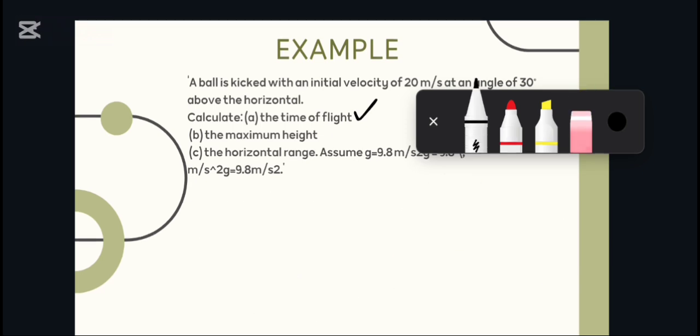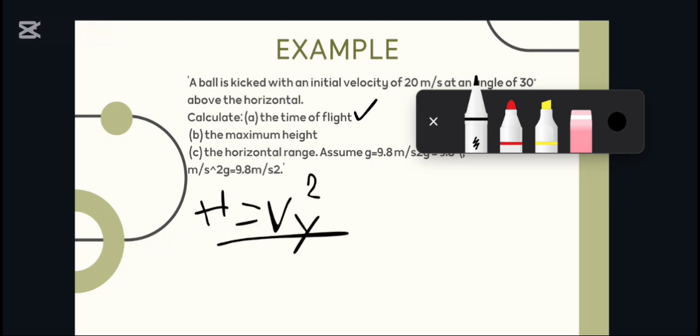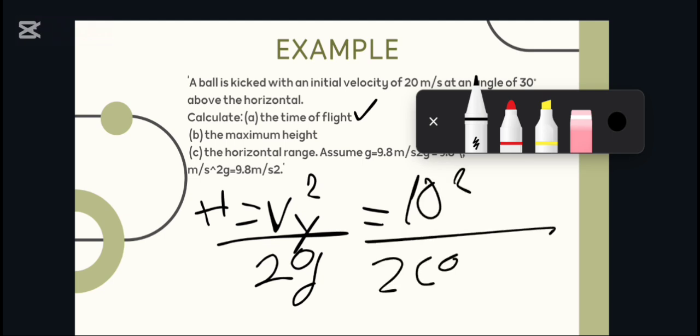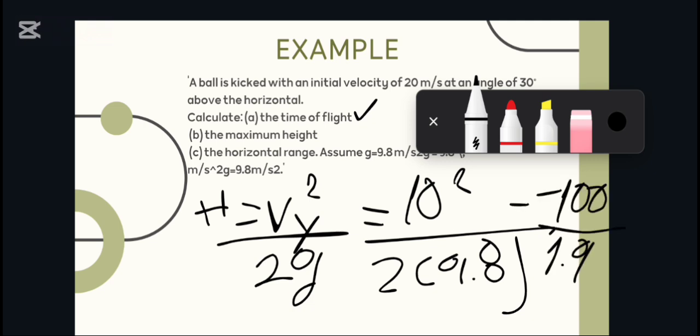Now we have checked the first thing, the time of flight. Perfect. The maximum height. How? Well, with the formula of height, that is velocity on y squared over 2 times gravity. That is equal to 10 squared over 2 times 9.8, that gave us 100 over 19.6. And simplifying that gave us 5.1 meters.